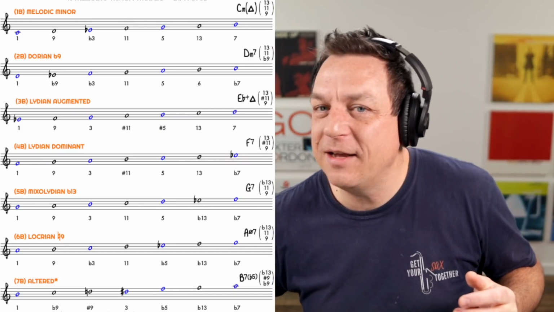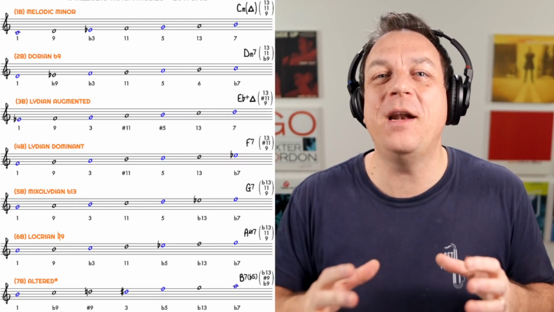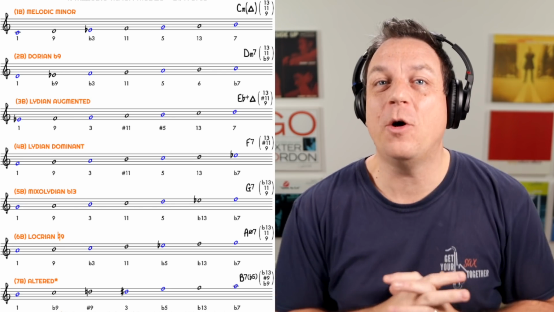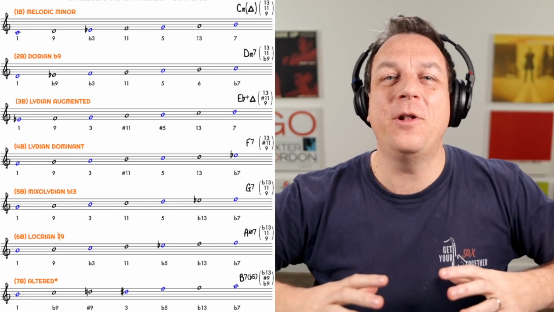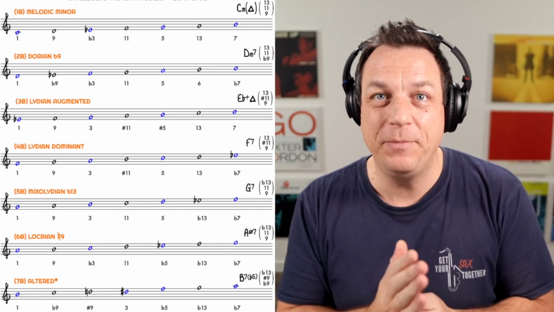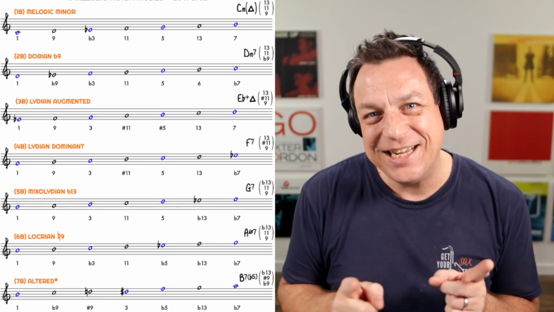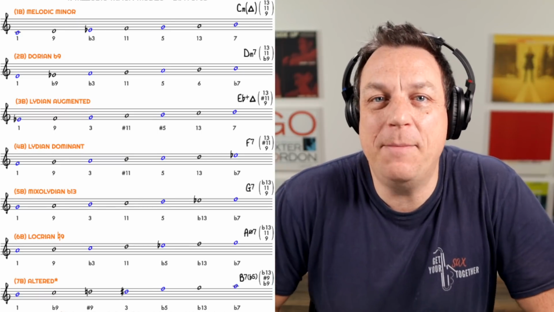Now, just like we did with the major scale, we can put these melodic minor modes all from a common root. And if you go and get the PDF, all the modes of the melodic minor are listed starting on C as well. So make sure you go and check that out. And without further ado, let's move on to the modes of the harmonic minor. The modes of the harmonic minor.